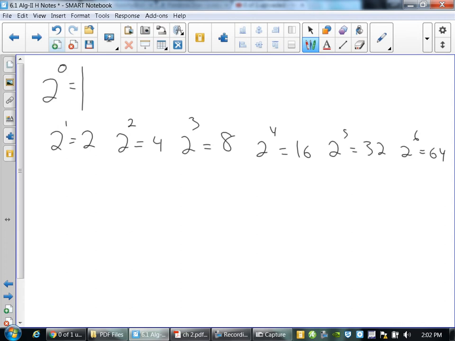And then that means if you go backwards, what do you get then? Half. Very good. 2 to the negative 1 is 1/2. What about 2 to the negative 2? 1/4. Good. Then 1/8. Yeah, exactly.